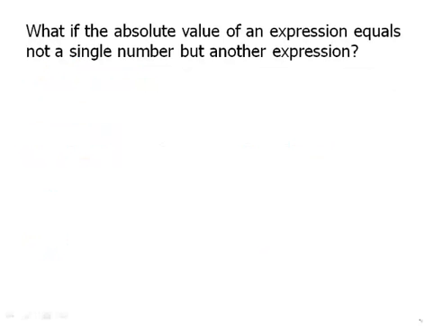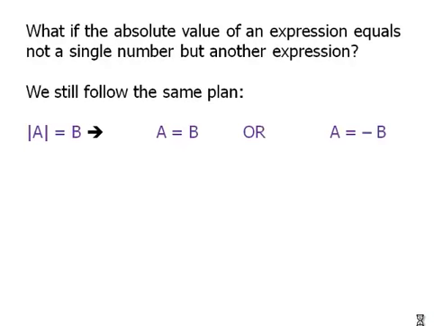What if the absolute value of an expression equals not a single number, but another expression? So now we're actually getting into the territory that the test would actually ask us. We'll still follow the same plan. So absolute value of anything equals something else. It means that that thing inside the absolute value, a, equals either positive b or negative b. So it equals either the expression on the other side or the expression on the other side with a negative sign in front of it.